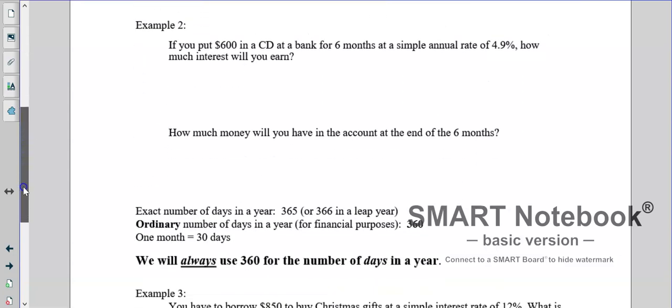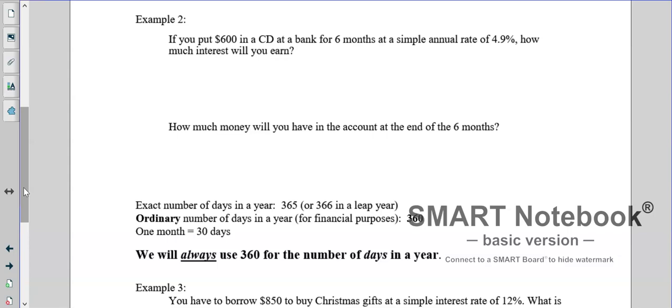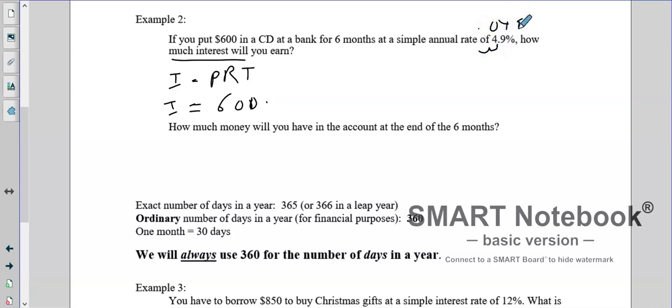Okay? So example number 2. You put $600 at a bank for 6 months at a simple annual rate of 4.9%. How much interest will you earn? Again, this time it is asking for the interest. So we're going to do the I = PRT method. But there's a trick in this one. My principal is $600. My rate, again, remember, we move it 2 places to the left, so that's 0.049.